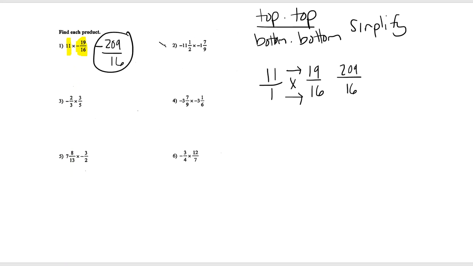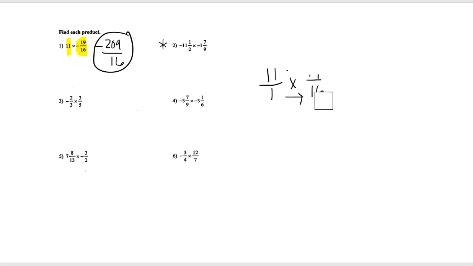Okay, let's go ahead and look at number 2. On number 2, you have two mixed numbers that you're multiplying together. So the very first thing that we want to do when we're multiplying mixed numbers is change the mixed numbers to improper fractions. And we've practiced that a little bit in this class. To do that, you do the denominator times the whole number and then add the numerator. So 2 times 11 is 22. 22 plus 1 would be 23. And then we put that over 2. And then 9 times 1 is 9. 9 plus 7 is 16 over 9.